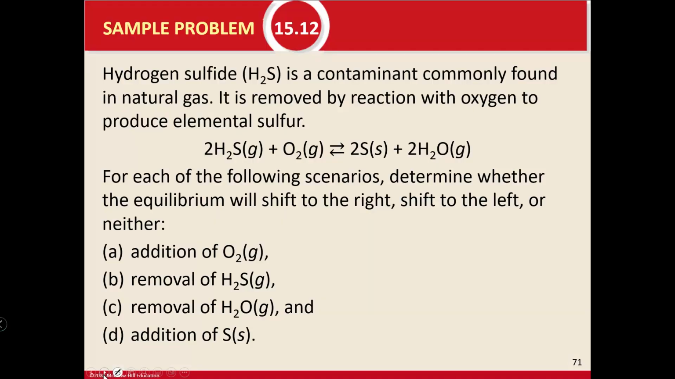All right, so here it is. I want you to be able to do this problem. And I want you to be able to do it fairly quickly for like an exam or a quiz. So it says hydrogen sulfide is a contaminant commonly found in natural gas. It's that rotten egg smell. It is removed by the reaction with oxygen to produce elemental sulfur.